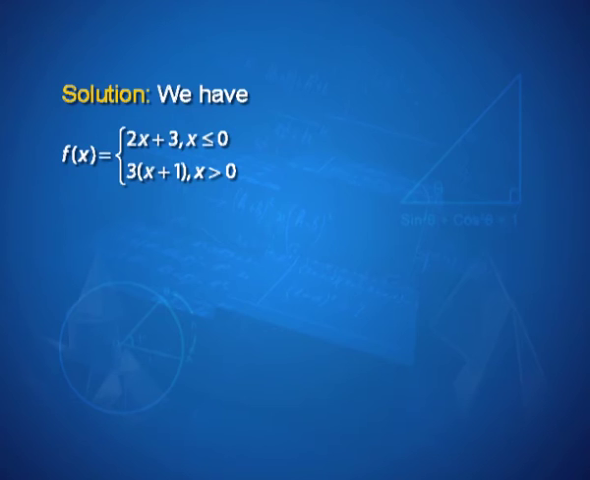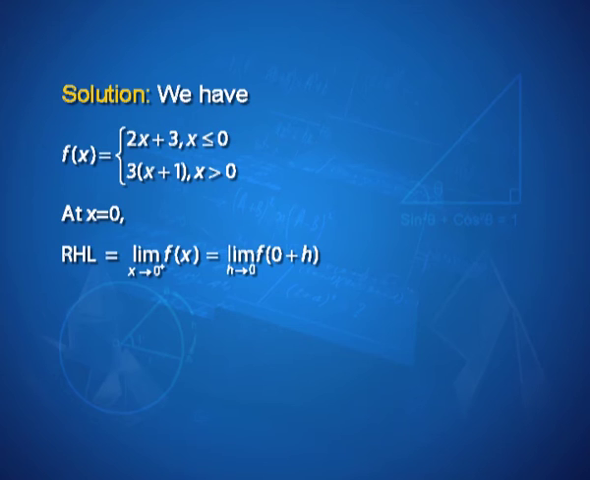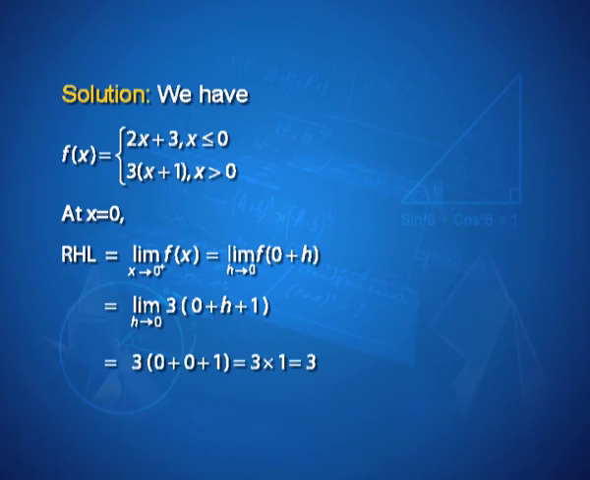Look into the solution. We have f(x) = 2x + 3 wherever x is less than or equal to 0 and 3(x + 1) wherever x is greater than 0. At x = 0, look into the right hand limit. We have the limit of f(x) as x tends to 0 positive is equal to the limit of f(0 + h) as h tends to 0, that is equal to the limit of 3(0 + h + 1) as h tends to 0, which can be simplified as 3(0 + 0 + 1), that is equal to 3 into 1, that is equal to 3.